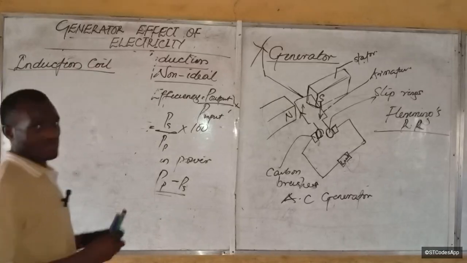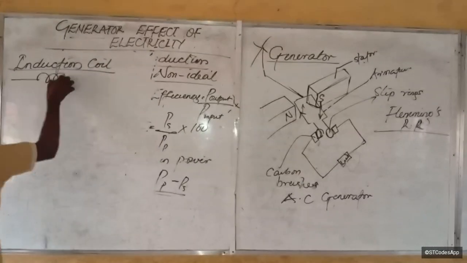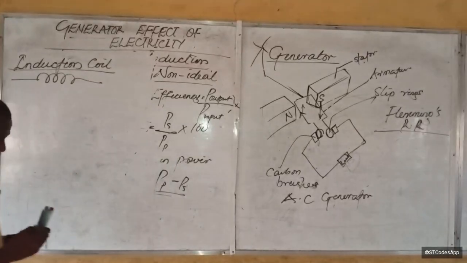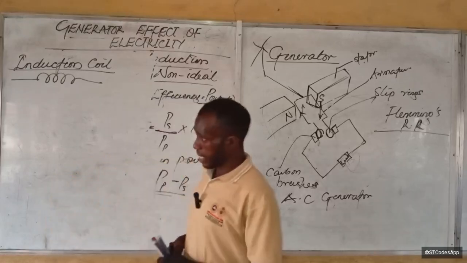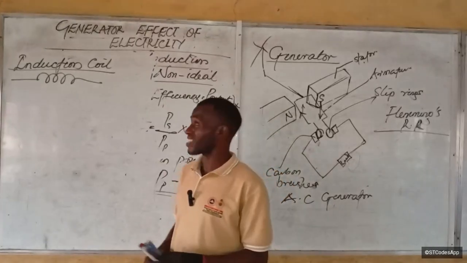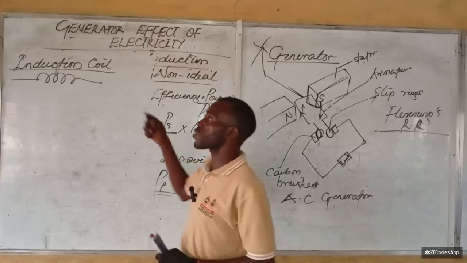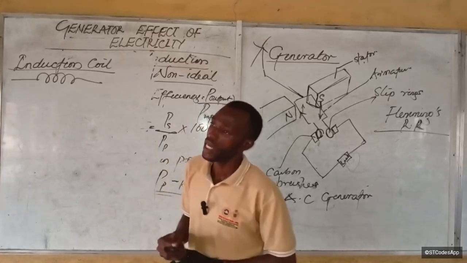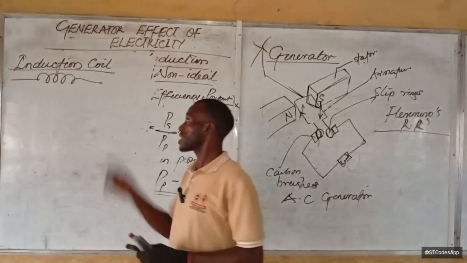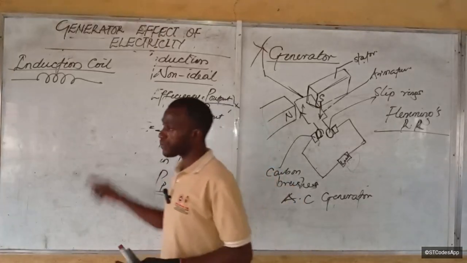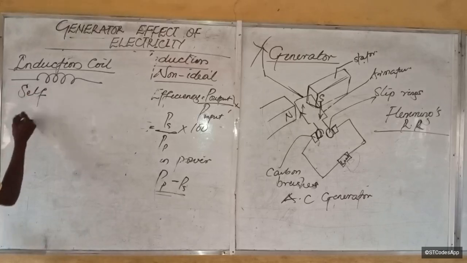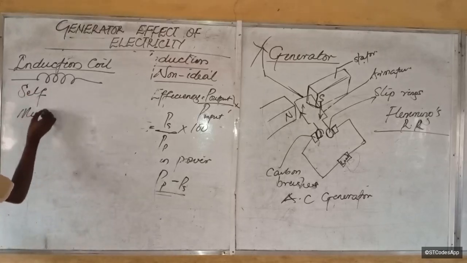Now, an induction coil is basically a coil of wire, is that okay? A coil of wire that creates electromagnetic induction. And there are two types of inductance. Inductance simply means an opposition to the flow of current, created as a result of what? Changing magnetic flux through a coil of wire. Is that okay? So, there are two types. We have self-inductance, which is the one that we have seen so far in the system. But the other one is mutual inductance.